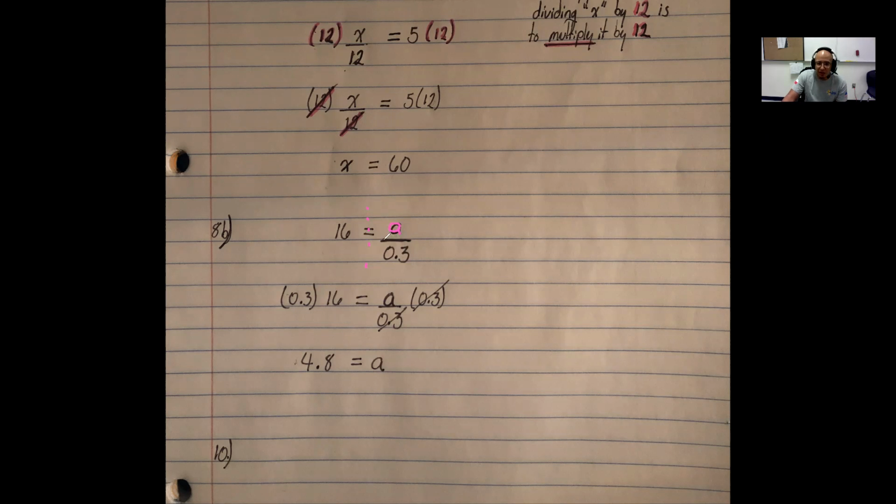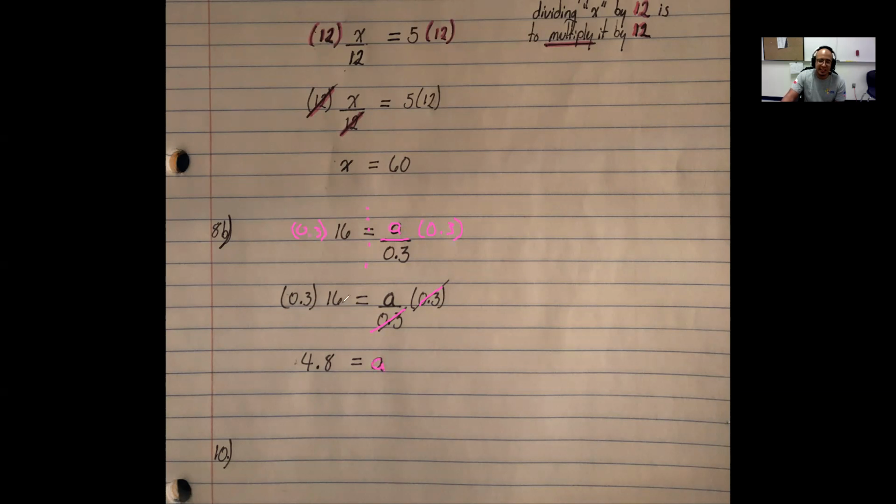I want it to be isolated on this side. So I am currently dividing by 3/10. The opposite of dividing by 3/10 is to multiply a by 3/10. So I'm going to multiply by 3/10. But whatever I do to one side, I must also do to the other. And that's what I'm showing down here. All right. So 3/10 divided by 3/10, that's 1, right? So that cancels out, leaving us with the a isolated.